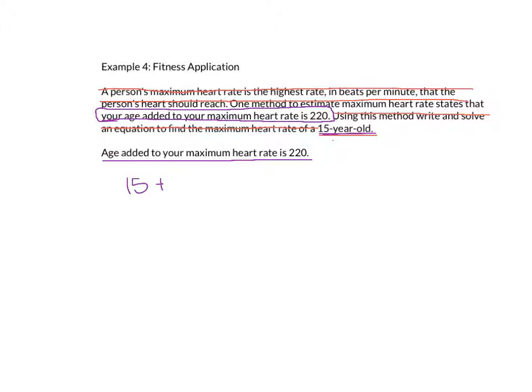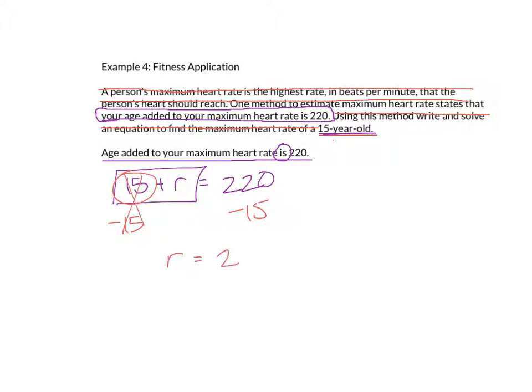So we can say the age is 15, added to, we know that's added, we don't know your maximum heart rate. So we're going to say that's R for rate. Is, you should know that is means equals, 220. So then we have our variable on this side. This is the part that we need to move. It is positive 15, so we do the opposite, just like so. These cancel, and you get R equals 205.